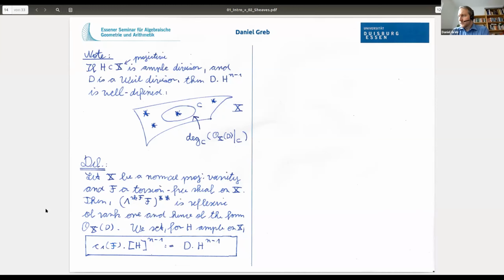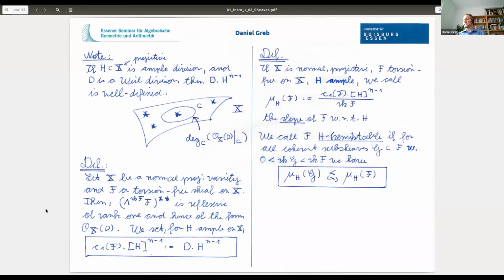Okay, and so with this number at hand, I can now define what the slope is and what semi-stability is, which already appeared in Henri's talk. So if I have a normal projective variety, a torsion-free sheaf on X, and I fix an ample divisor H, I call this number mu H of F, which already appeared in Henri's talk. It is C1 of F times H to the n minus 1, which I just defined, divided by the rank, the slope of F with respect to this H. This depends on H. If I change my ample line bundle H, this number will usually change. That's why I sometimes write mu H of F. If H is clear, I sometimes just write mu of F, and I call this the slope.